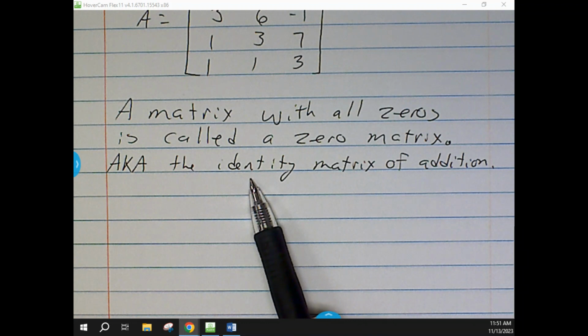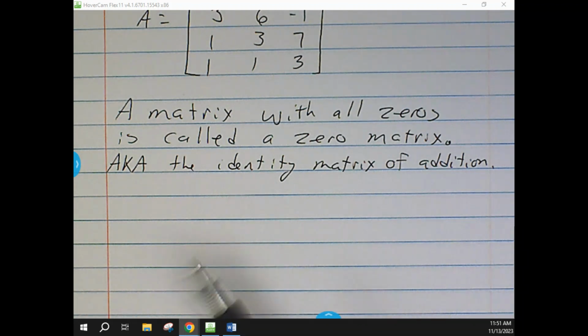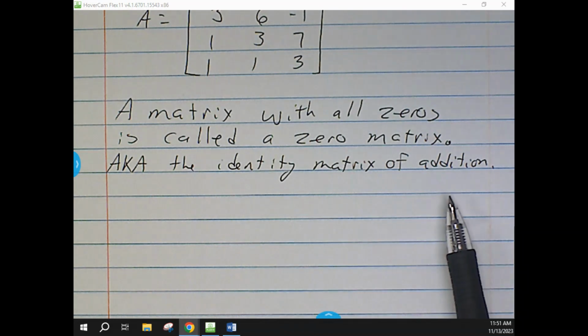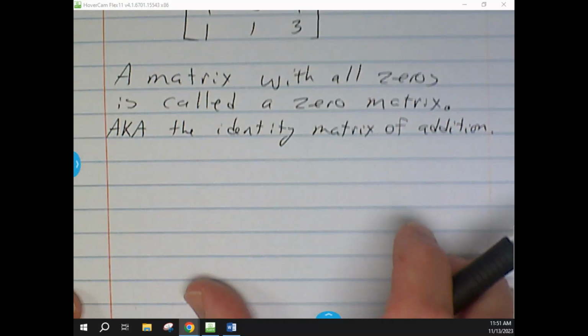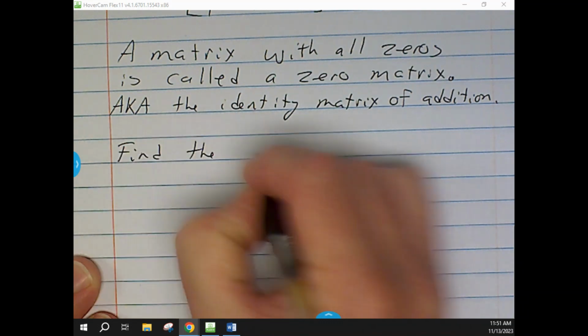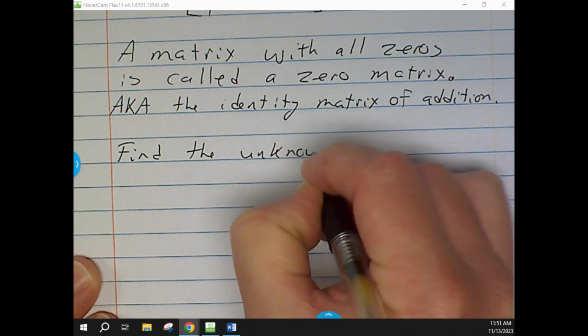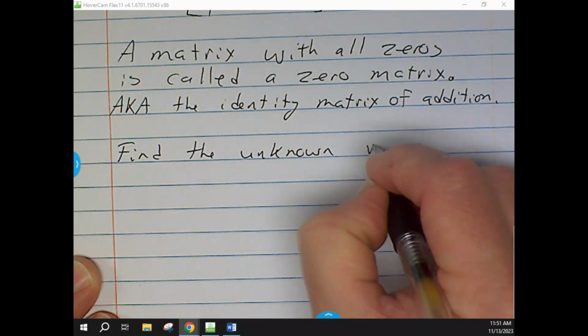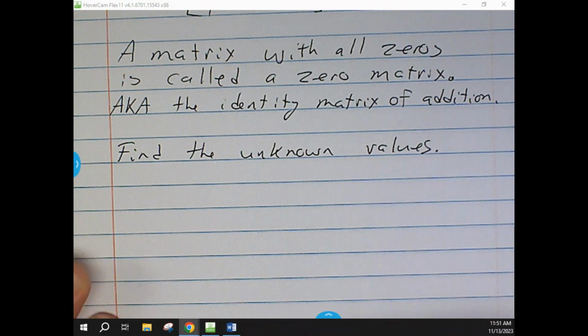So that's the identity matrix part, is that you're going to get the exact same thing back as you go through those. Not a big deal, but sometimes that will pop up. If they throw that definition out there, just realize if they talk about the identity matrix of addition, that's just a zero matrix. That's all it is when it goes through that part. Okay, and then the last thing we've got to deal with for this section is they're going to ask you to find some unknown values from one matrix or two matrices.